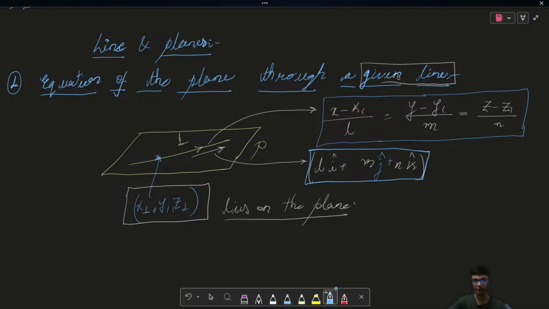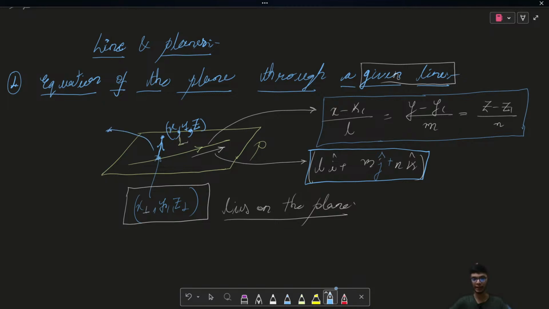So this is a point on the plane, and this is a vector which is lying on the plane. So we have this formulation. If I take any random point, let us say (x, y, z), which is lying on the plane, I can use this (x1, y1, z1) to create another vector.